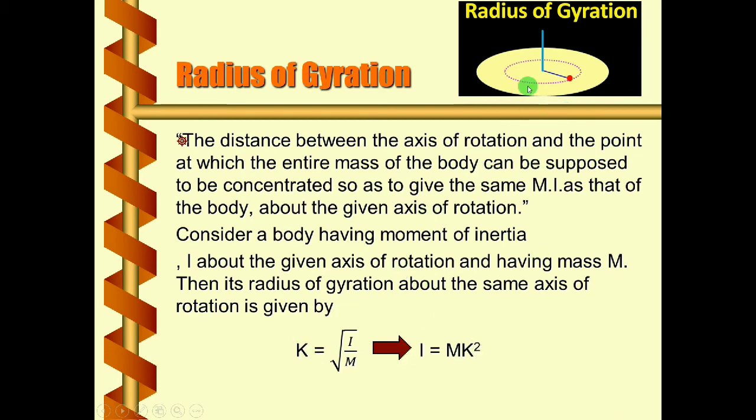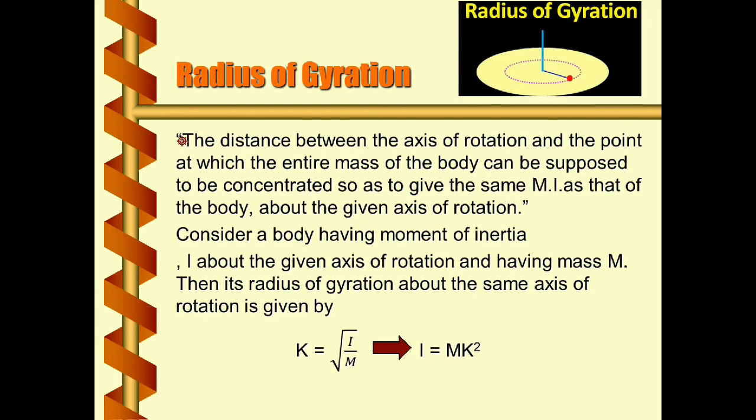Okay, so first of all you should remember the definition. What is the definition here? Moment of inertia of any rotating body about the given axis of rotation is defined as the distance between the axis of rotation and the point at which the whole mass of the body is supposed to be concentrated, so as to possess the same moment of inertia as that of the body. Okay, this is the definition. You have to remember this definition as it is, it can be asked here for 1 mark.